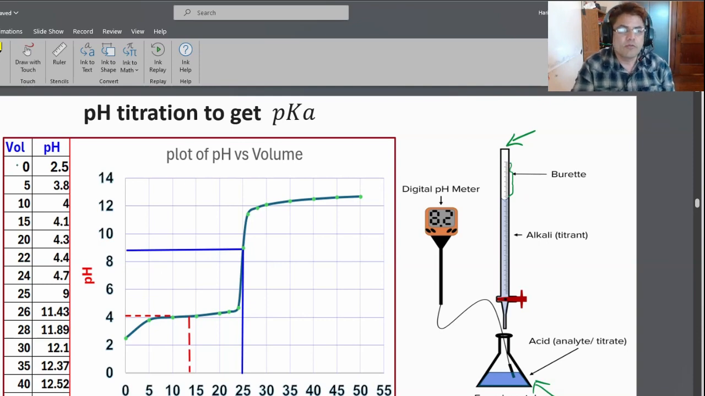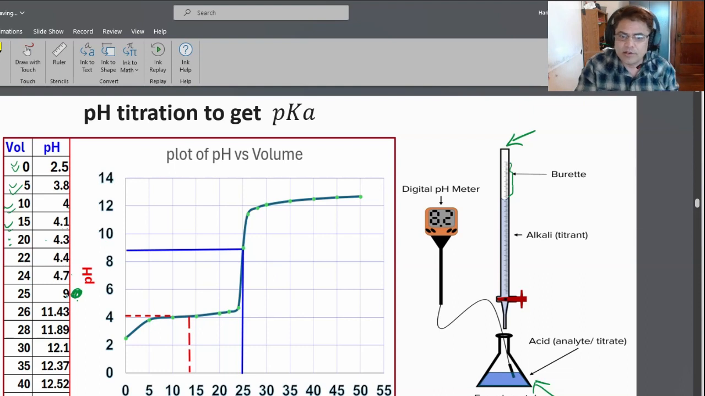Okay, first of all, you have not added any NaOH. Its pH is 2.5, and add 5 ml, its pH is 3.8. At 10 ml, its pH is 4. At 15 ml, 4.1. At 20 ml, 4.3, then 4.4, 4.7. Now let us see here, 9. From 4.7 to 9, it's a big jump, right?